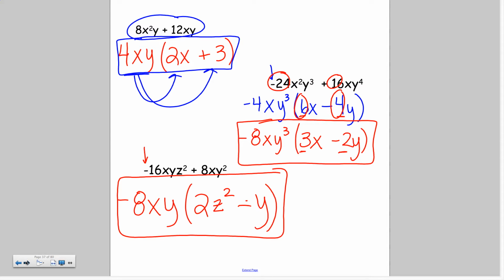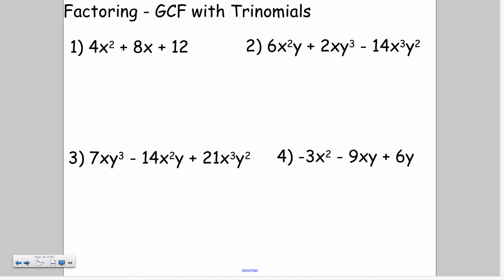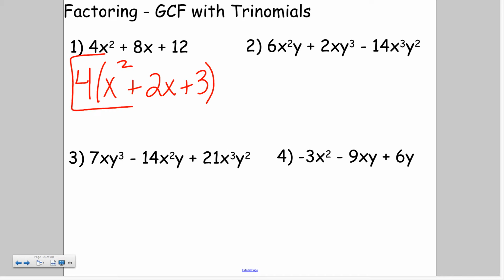Okay? If you want to pause it, try these. These are a little bit bigger, but it still works the exact same way. Look for the GCF, take that out, so on and so forth. Alright, 4, 8, and 12, I can take a 4 out of all of them, and that's it. I have nothing else to take out. So now x squared, 2x, and 3 have nothing in common, so 4 was my greatest common factor.